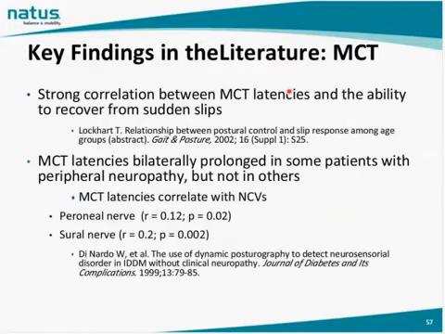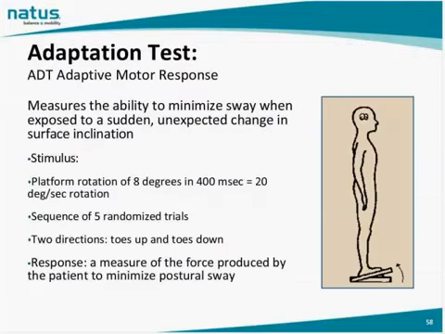There are strong correlations between motor control data and the patient's ability to maintain balance overall. In some cases with peripheral neuropathy, it does correlate very well. In others, it does not. But the typical situation is you can see abnormal motor control test responses in subclinical cases where the symptoms just have not shown up, particularly in peripheral neuropathies.